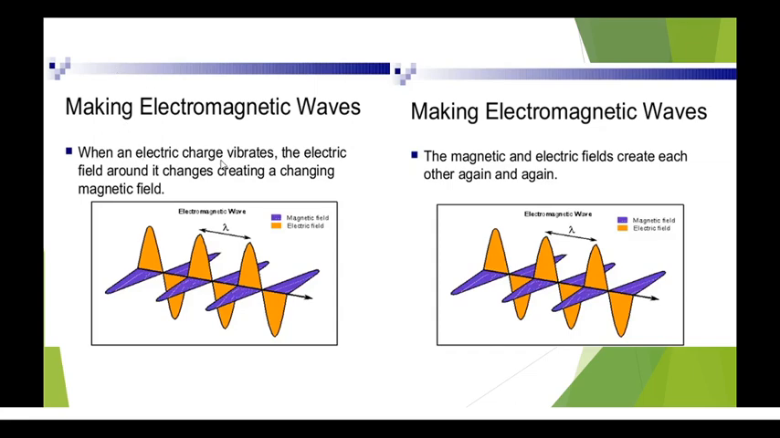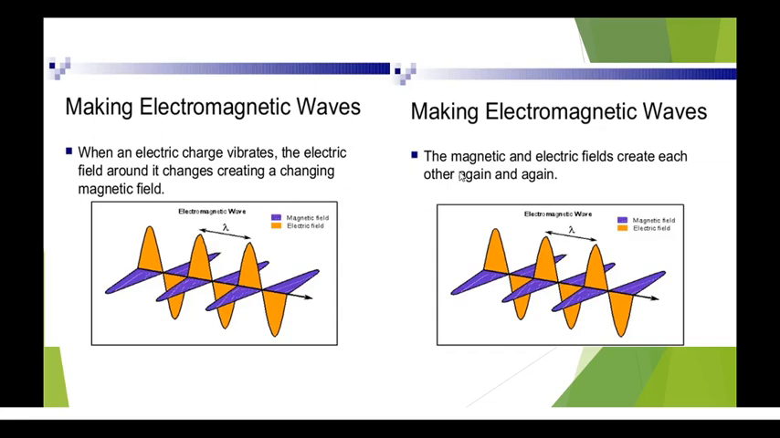So when an electric charge vibrates, the electric field around it changes and it creates a changing magnetic field. You can write Maxwell's equation here for verification. That is del cross B is equal to, there is a ∂E/∂t, isn't it? So here the electric field is changing with time. So ∂E/∂t contributes to B. So the varying electric field creates a changing magnetic field.